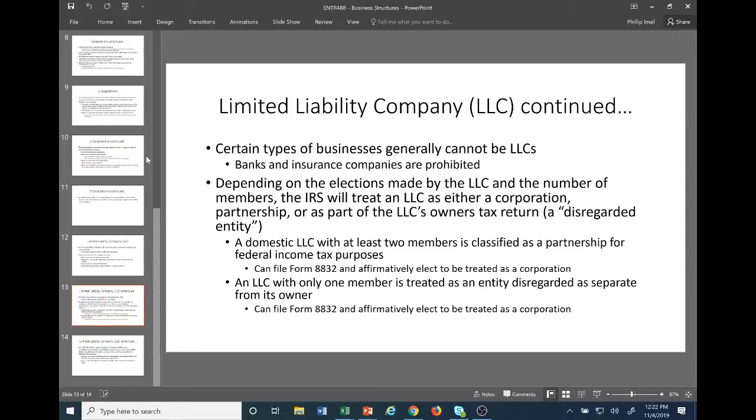Obviously, it would have to, because if he's the owner of it, the only person, then it's all going to flow to him anyway. And just as with two or more members classified as a partnership, the individual can also file Form 8832 and elect to be treated as a corporation as well.